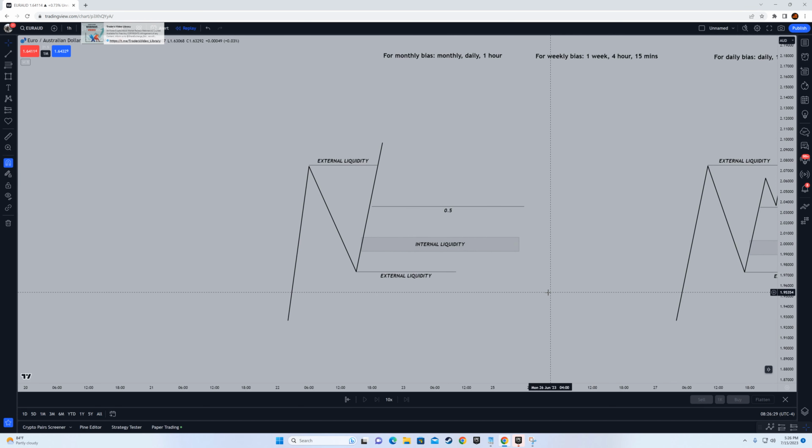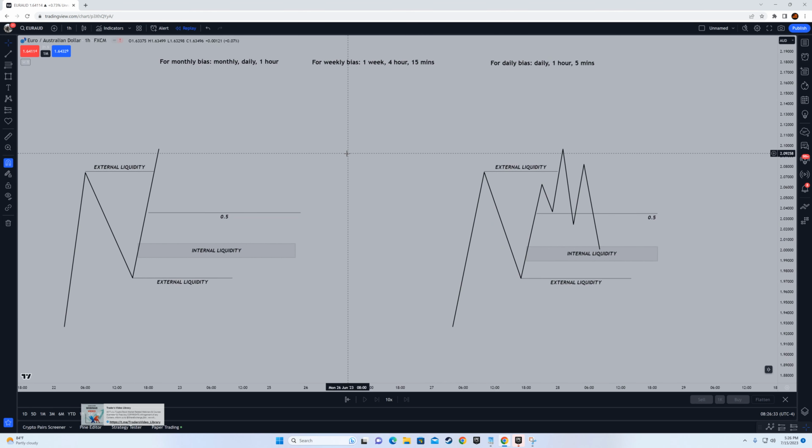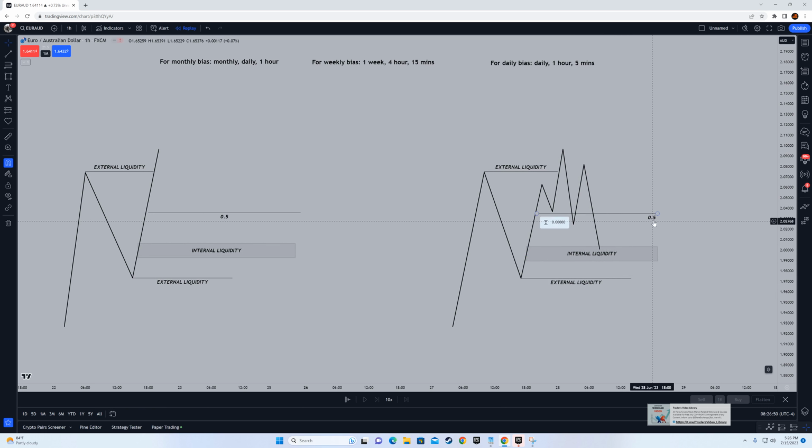So what market does is, market only moves in two ways, okay? It either takes out external liquidity, right? And seeks for internal liquidity, right? So market will take out external liquidity, and the drawn liquidity would be the fair value gap in the discount, okay? That is one thing that market does.